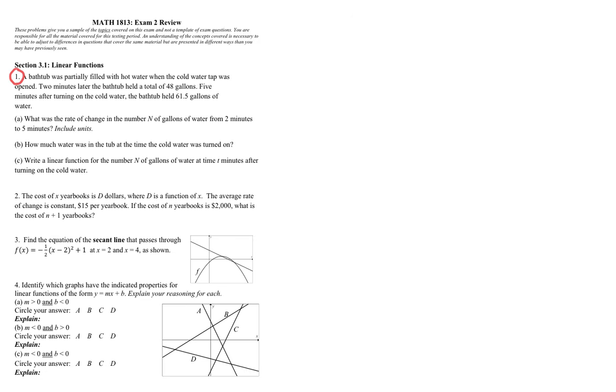For number 1 here, we have a bathtub that was partially filled with hot water when the cold water tap was opened. 2 minutes later, the bathtub held a total of 48 gallons. 5 minutes after turning on the cold water, the bathtub held 61.5 gallons of water. So if we make a function, gallons to time, we know based on the problem statement that g of 2, when t is equal to 2 minutes, is 48 gallons, and g of 5 is 61.5 gallons.